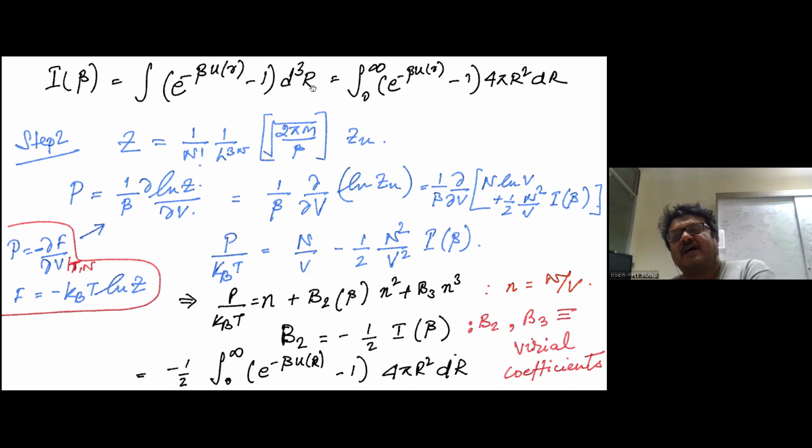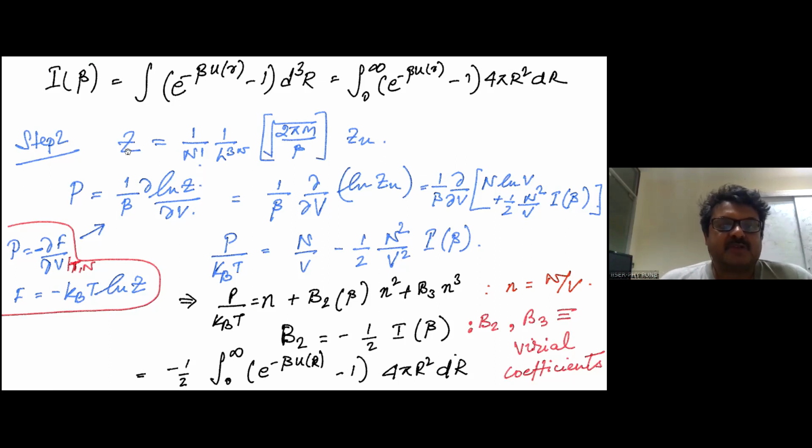Now this d³R is integrated over all the θ and φ coordinates and written only in terms of R, so d³R becomes 4πR² dR. So we have integrated, just considering a shell, right?